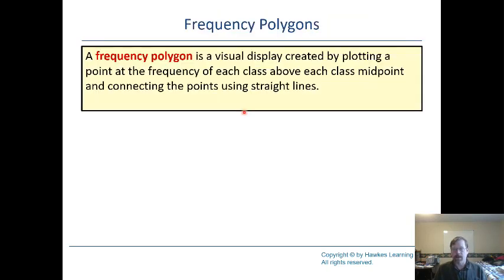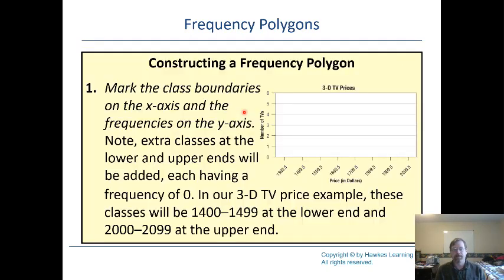A frequency polygon is a version of a frequency histogram. You basically take that frequency histogram and put a point at the midpoint of each class and draw a straight line in between those. And there you have it. Essentially, there is some additional work: you add an extra class at the beginning and end with a value of 0.